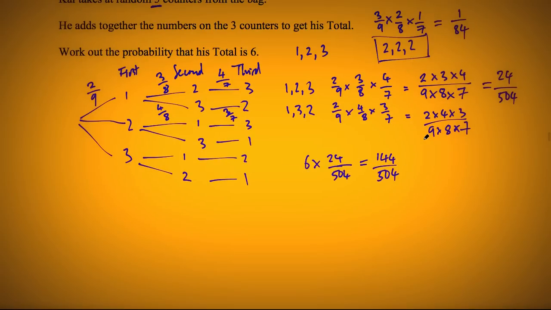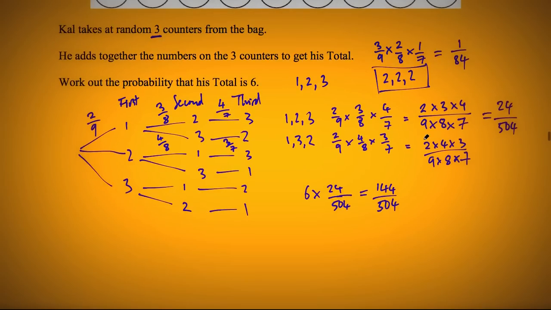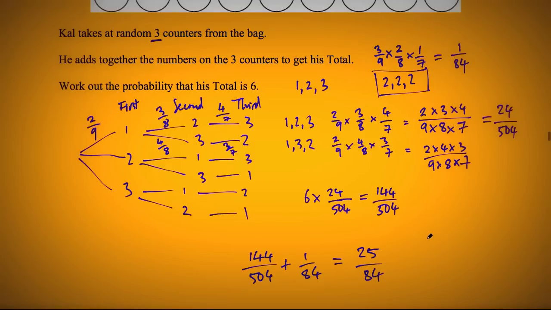So the overall probability of getting a 6 in total is these 6 times added to that 1 time. So 144 over 504 plus 1 over 84, and that is 25 over 84. So that's our final result. All the probabilities added together, 25 over 84.